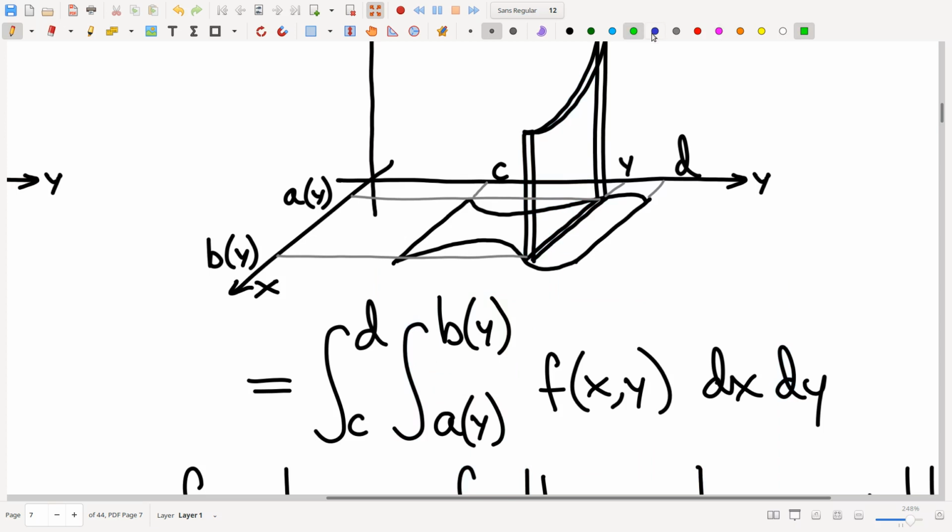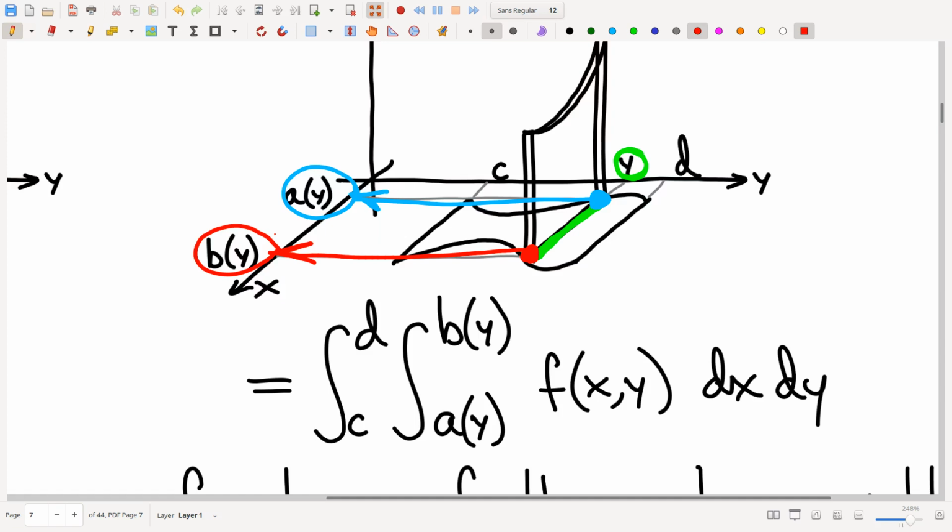So, for example, suppose you have a given value of y. For that given value of y, we're going across this y slice, like so. Well, for that value of y, this point determines our starting value of x. And this point determines our ending value of x.